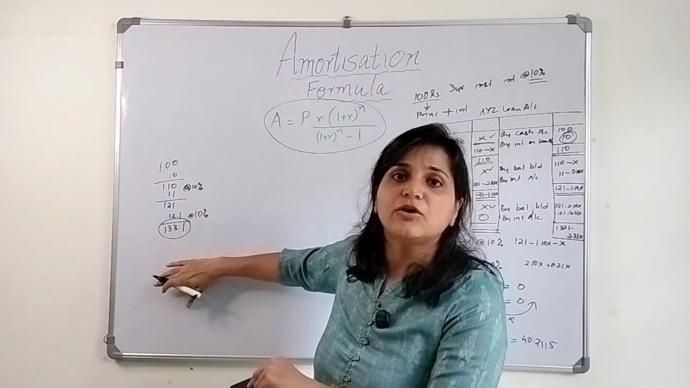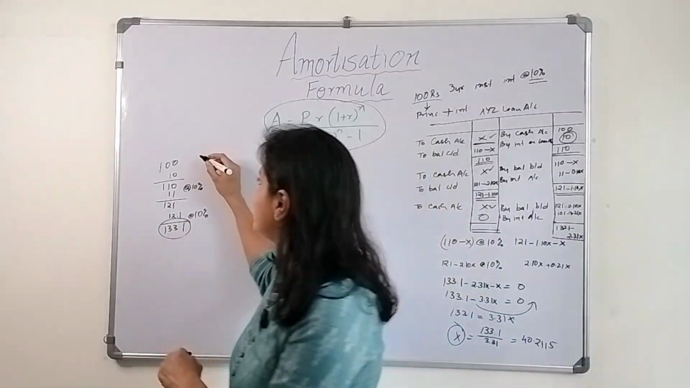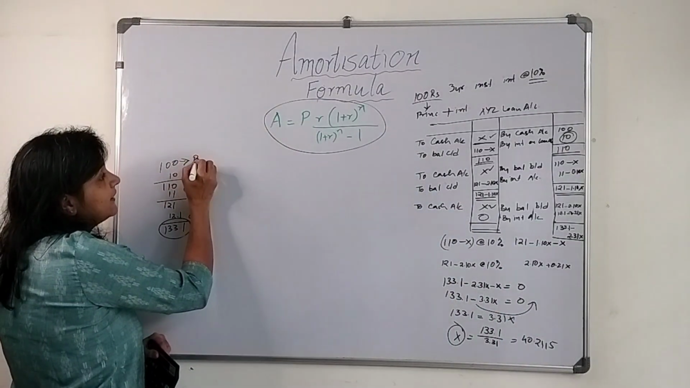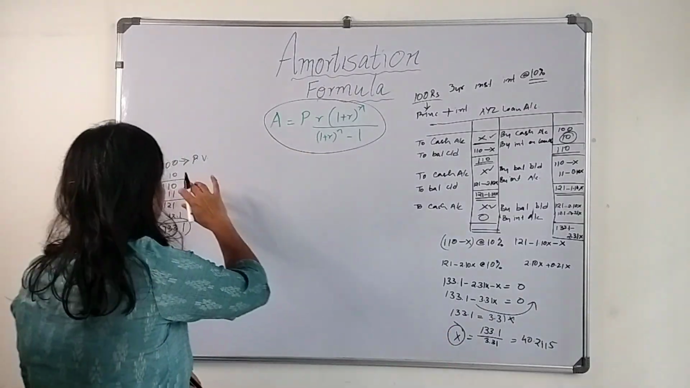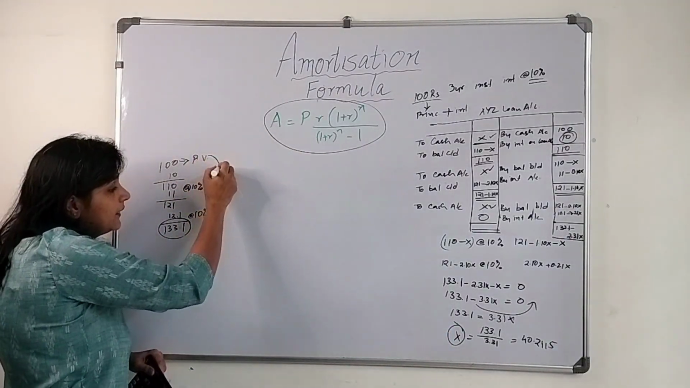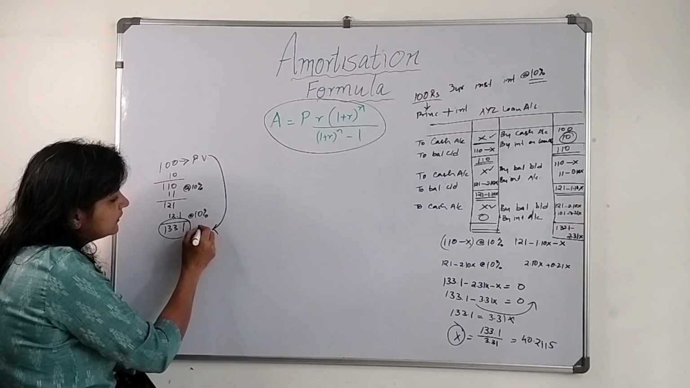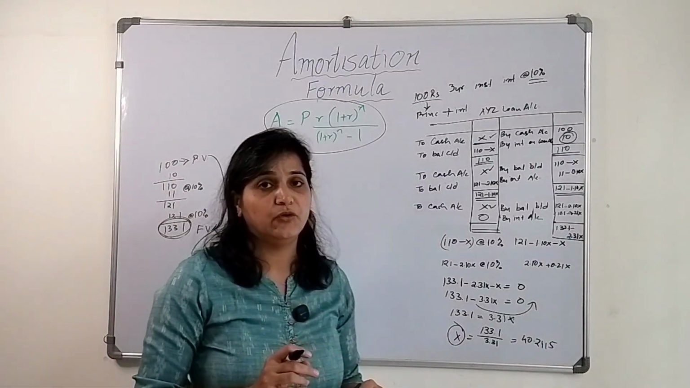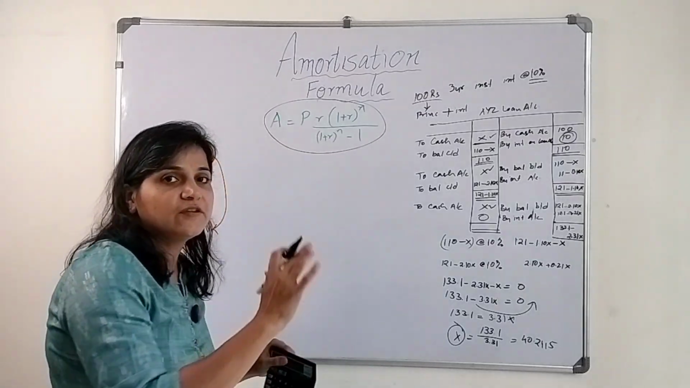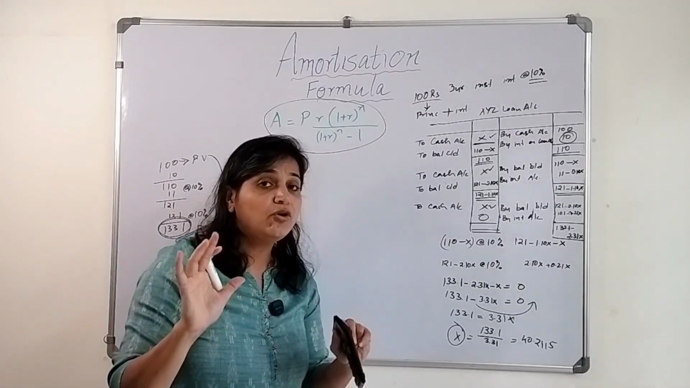This is the future value. The present value due to my friend is 100 rupees. If I don't pay at all, how much am I going to pay at the end of 3 years? 133.1, because it includes the interest amount also.